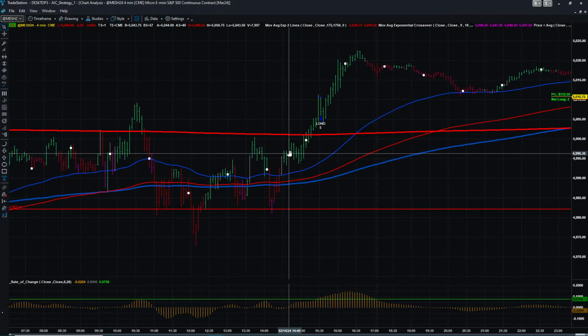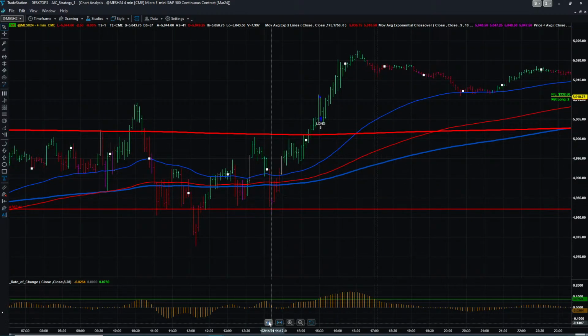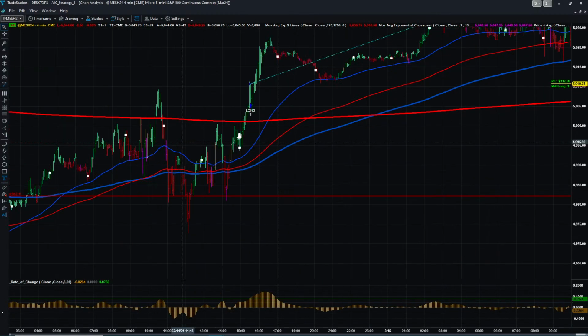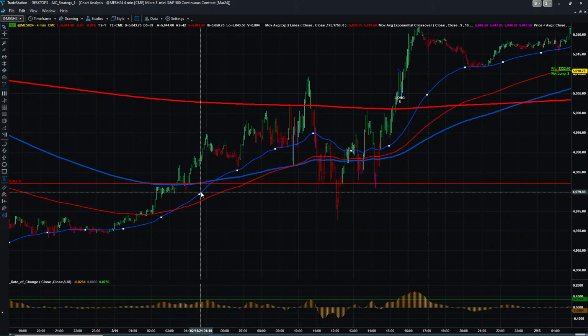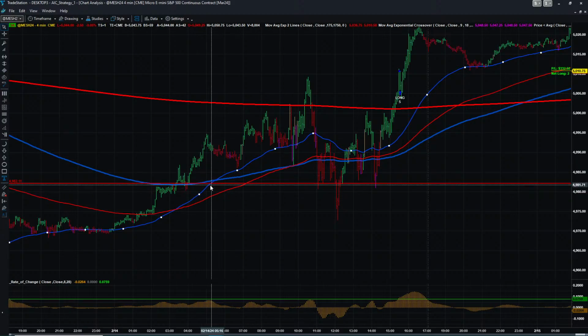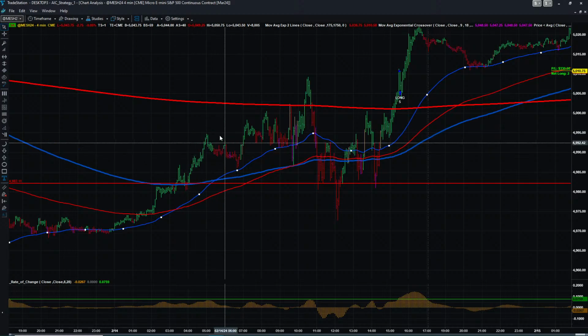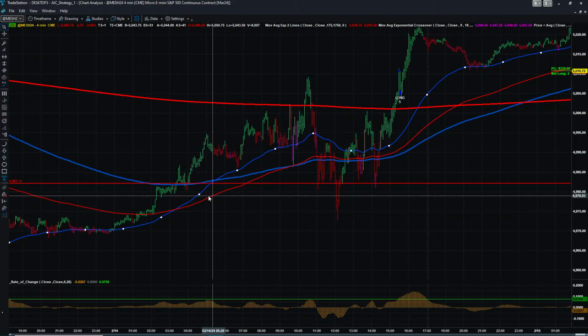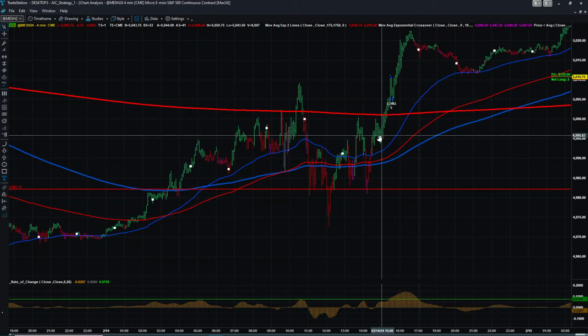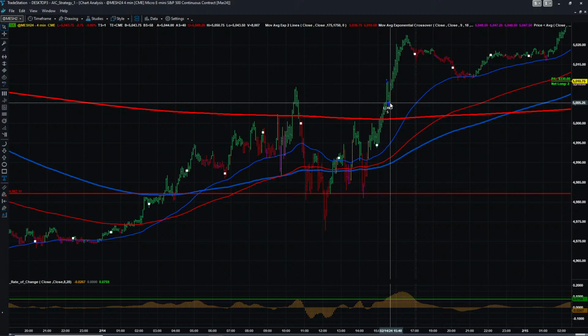But that's not the only condition. There are other conditions that need to happen, right? So if you see, there are many times where the fast moving average crossed over the slow moving average, like here, but they didn't trigger anything. There's no open positions there. But in this particular occasion here yesterday, it triggered a long position.